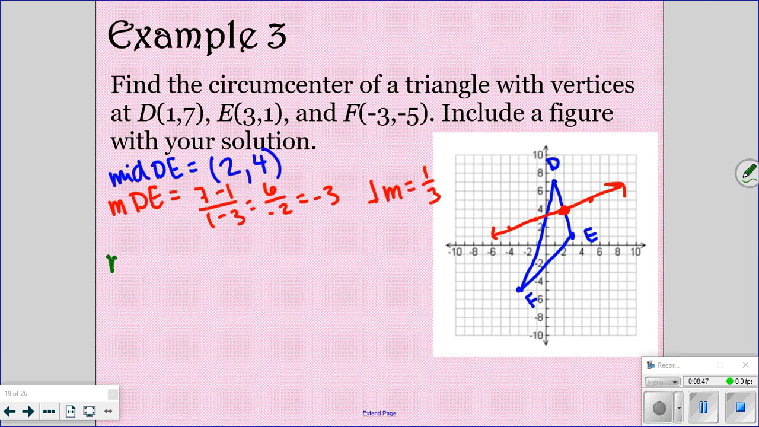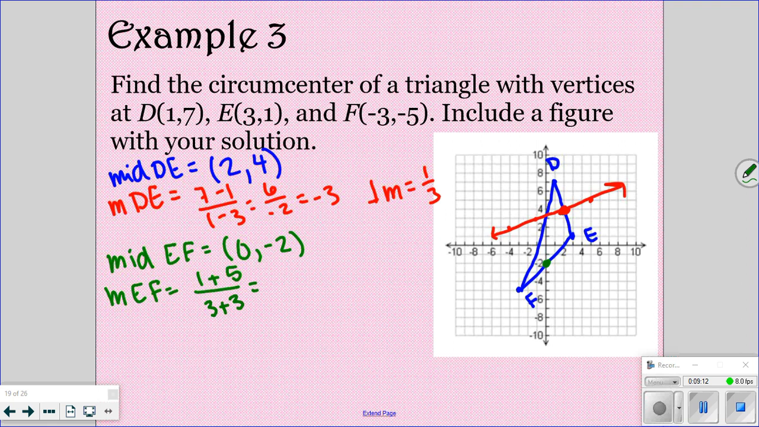The midpoint of, we'll do EF. If you add those and divide by 2, you get (0, -2). And then the slope of EF would be y minus -5, and then 3 minus -3. So that'd be 6 over 6, which is 1. So the perpendicular slope would be -1. And if you look, they intersect at that point right there.